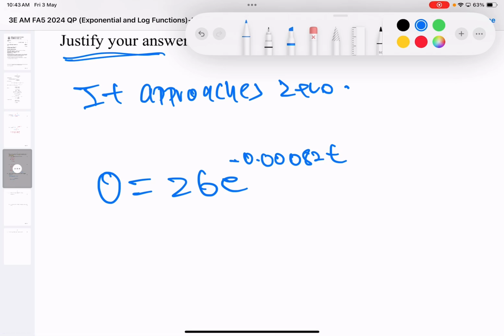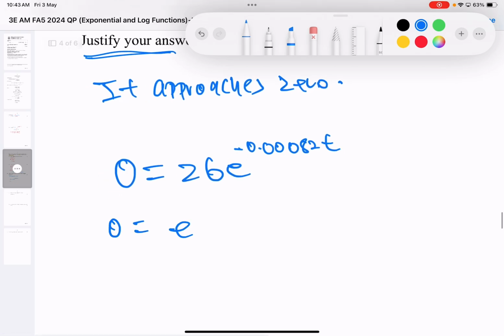I divide both sides by 26. 0 divided by 26 gives me what? 0, right? Because I've got nothing to divide. So I'm going to get 0 equals e to the power of negative 0.0082t. Can you try to ln both sides? What is ln of 0? You must try it. Math error. So can you ln 0? You can't. So there is no time that you can get 0.